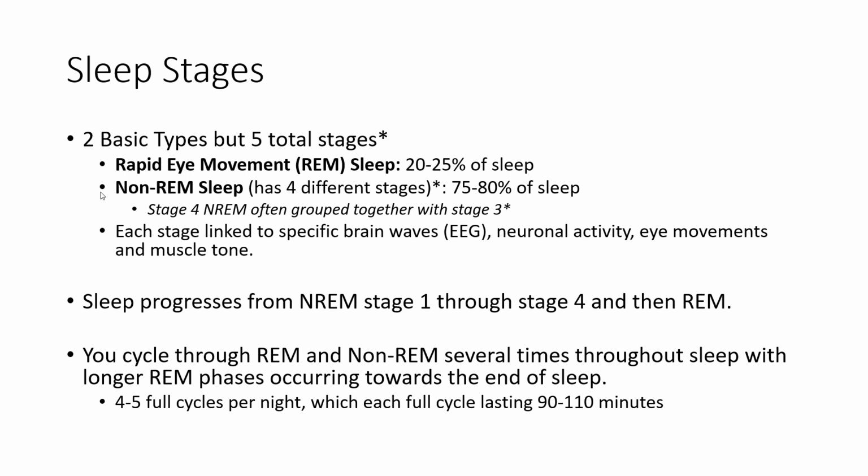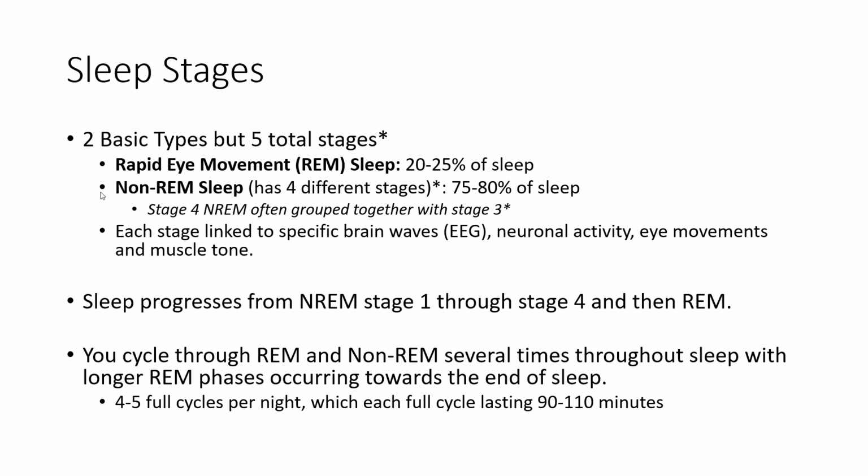There is rapid eye movement sleep, or REM sleep, which you might have heard of before, which comprises about 20 to 25% of sleep. Some people try to break this down, saying there's two phases of REM sleep. For the purpose of this class and just in the general literature, there is one type of REM sleep. So just one type, one stage of REM.